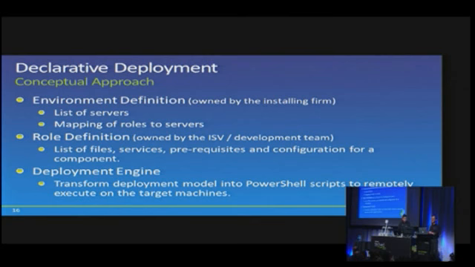So we have the same idea. We have an environment definition, which is a list of servers, and to those servers we map a number of roles. Those roles we define because we own them, and those are our services that are going to get installed. And those roles contain the list of files, the services, the prereqs, and so on. We have a tool that allows them to declare what their environment is, and we have that deploy button, which then goes and translates that into a set of actions that have to occur to make that deployment occur. And that's what we call our deployment engine.